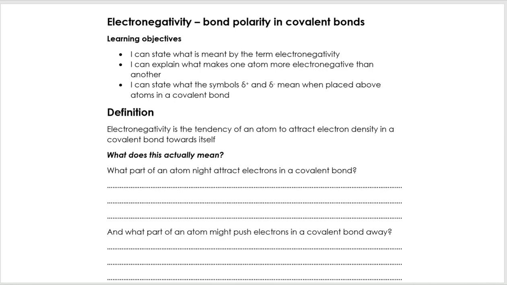So in the first instance, I want you to read through this, have a go at the questions, and then we'll see how we do. So the first thing to look at here is the definition. Now you've got to know this to remember it. You've got to be able to write it down in an exam. But that will be worth 1 or 2 marks.